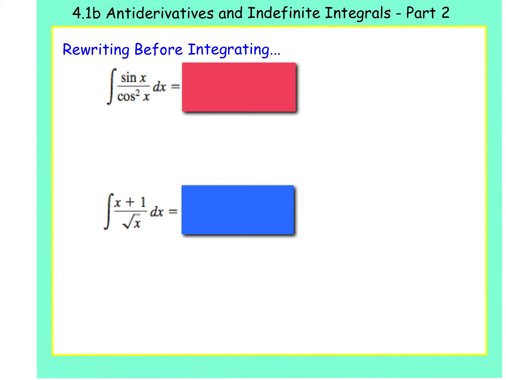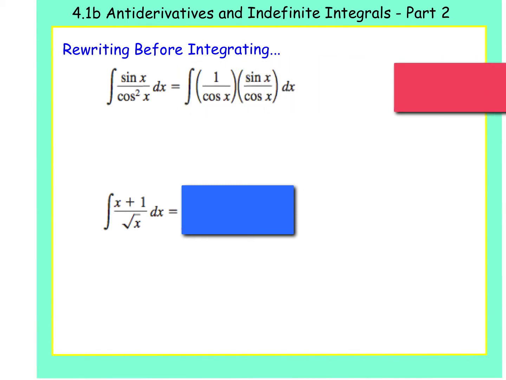All right, and then, so what do? We actually need to split up this integral. So I want to think of it as 1 over cosine and sine over cosine. See how we just split that up? You see how we just rewrote it or manipulated it? You see that? All right.